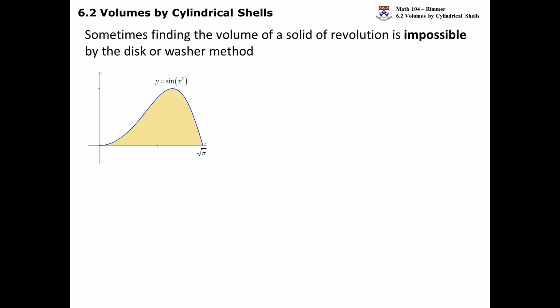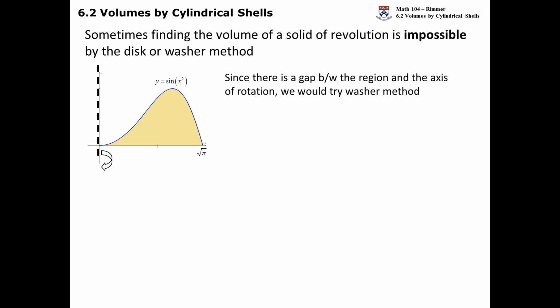The graph of it looks like this. I wouldn't expect you to draw it. You wouldn't have to know this. And let's say we'd like to revolve this around the y-axis. So there's a discernible gap between the region and your axis of rotation. So we would think about trying to use the washer method.